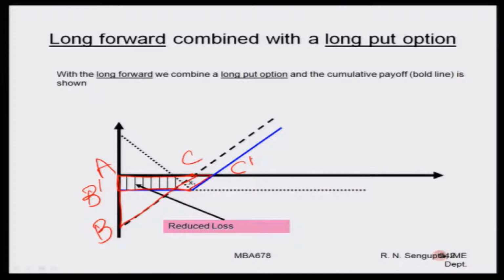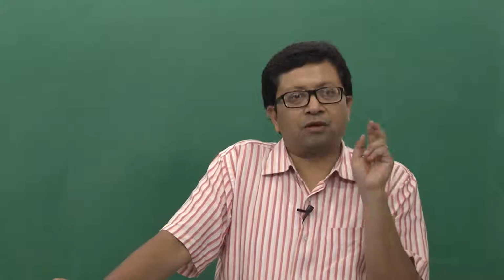You have been able to combine a long forward with the long put option and the cumulative payoff is shown in the blue bold line. Remember one thing, in both the examples a long forward has been combined with an option, but with the notion that the prices are on a downward trend. So, we will consider later on if the prices increase how they can be combined. Thank you.